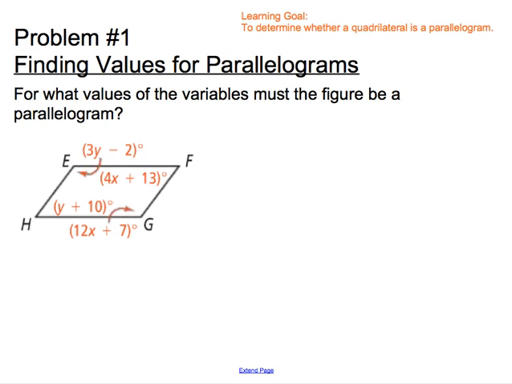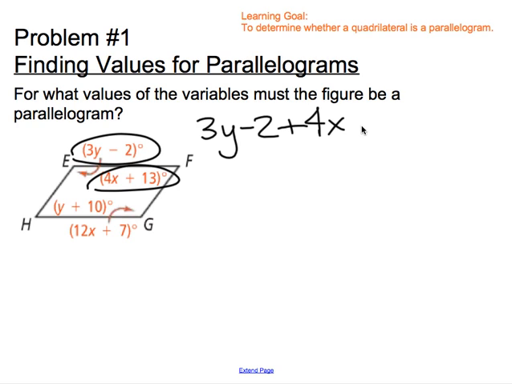The other type of question we might see is algebraic expressions for the angles. In this case, we want to set either opposite angles equal to each other or consecutive angles supplementary. Most often, setting opposite angles equal to each other will result in an equation that is always true. So in most situations, we want to set consecutive angles to be supplementary. I'm going to set 3y minus 2 plus 4x plus 13 equal to 180. So we have 3y minus 2 plus 4x plus 13, and that's going to equal 180 degrees.